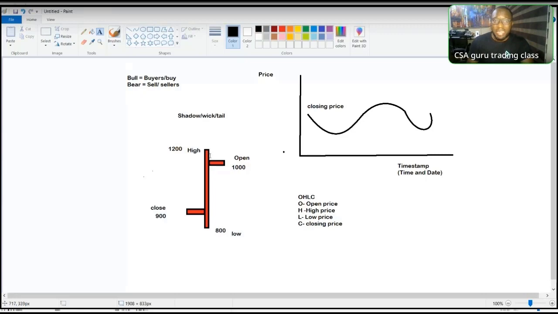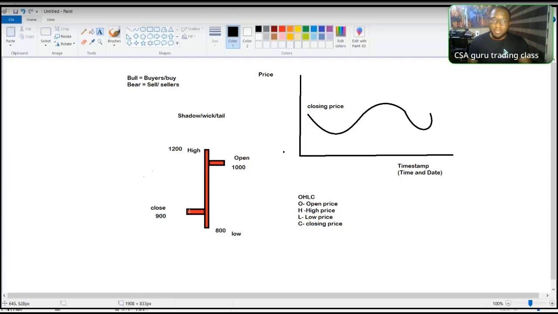Now, the same thing that happened here. The price got to 800, which is the lowest, and got rejected again. It got rejected probably close to the end of the day, and the price later closed at 900. That is why we now have this as our closing price.